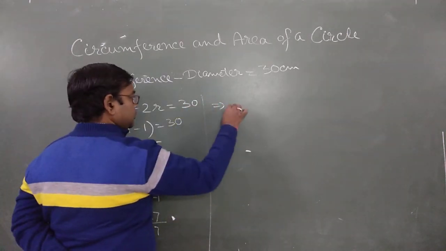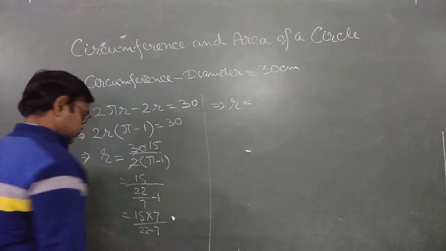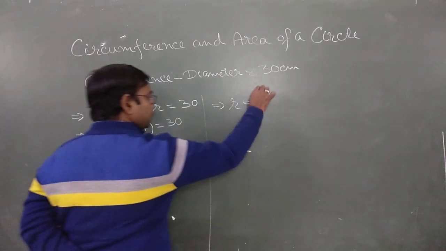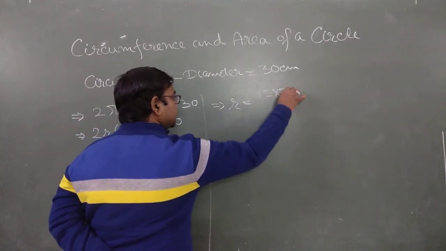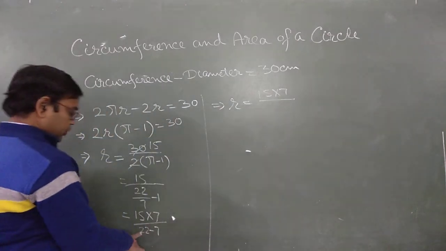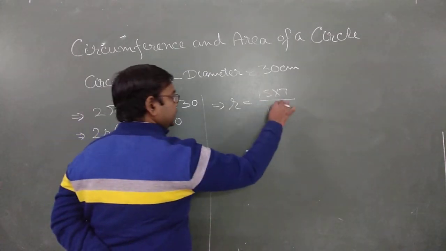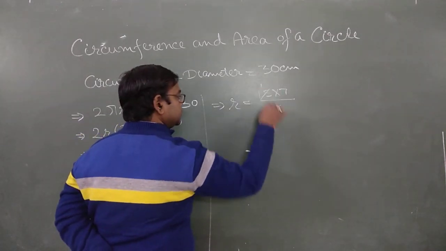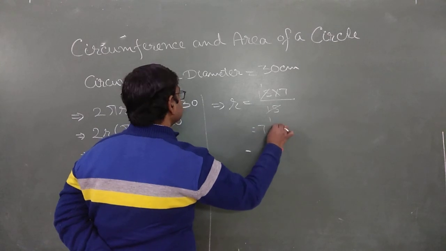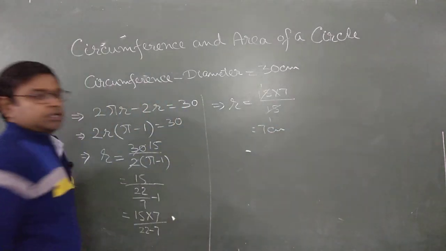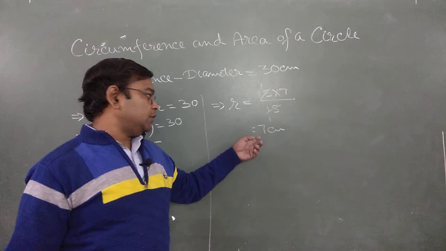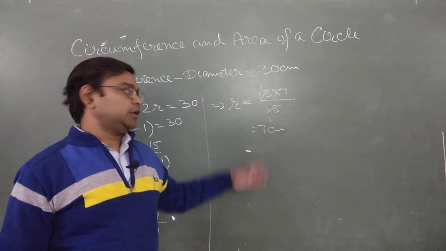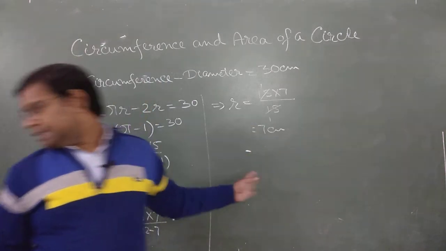So r equals 15 into 7 divided by 22 minus 7, which is 15. Cancels each other. It's 7 centimeter. Radius is 7 centimeter. And from this, if area is asked you can easily find out. If circumference is asked you can easily find out.